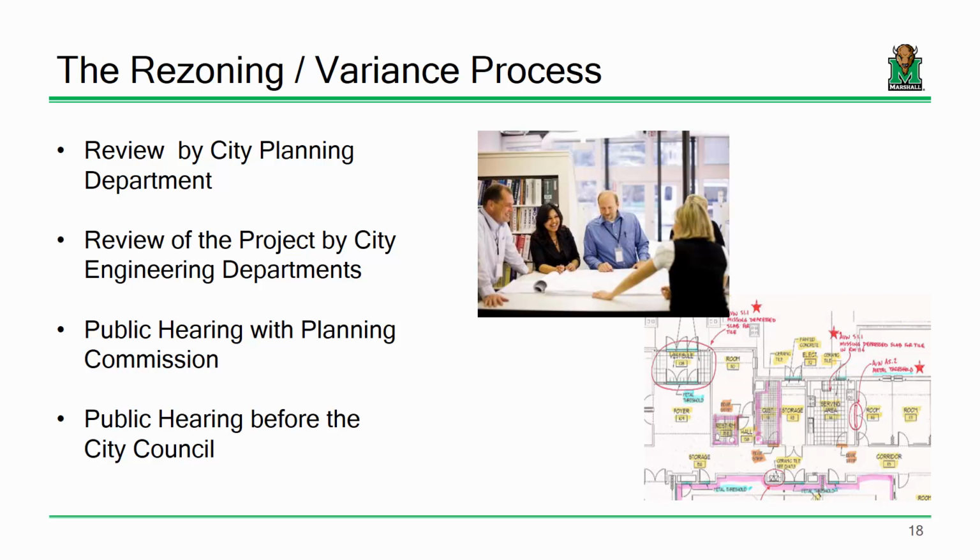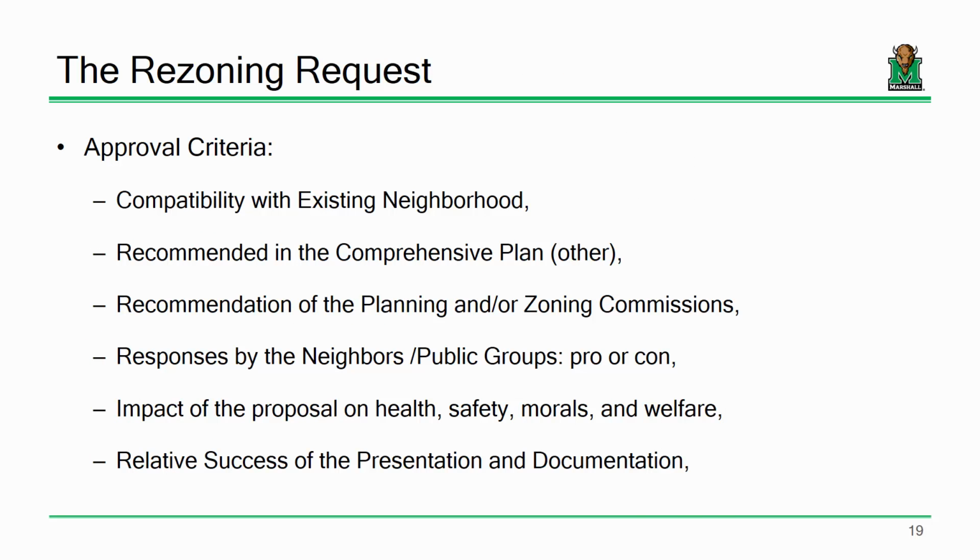So let's talk a little bit about the variance and the rezoning process. To start off, it'll be reviewed by the city planning department and the engineering departments. Usually there's a public hearing with the planning commission, and in some cases a public hearing before the whole city council as well. They're going to check a number of things. Is it compatible with the existing area? Is it recommended in the comprehensive growth plan for the city? If not, why? Is it recommended by the planning and zoning committees after you've met with them? If not, why? How does the public feel about it? Are the people who live in this neighborhood going to like the fact that there's a prison being put right next to people's houses?